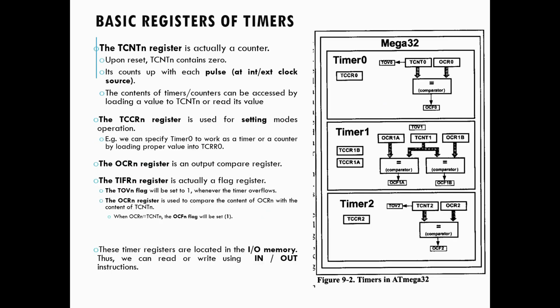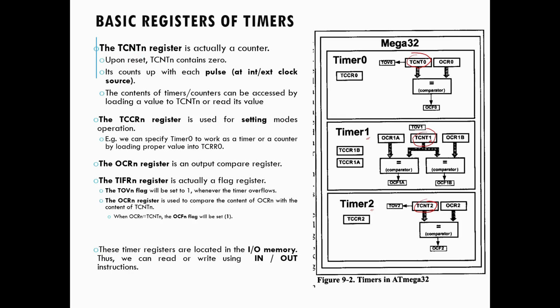So for the timer counter registers, for example, here I use TCNT0, so you refer to timer 0. If you are using TCNT1, you refer to timer 1. And if you are using TCNT2, you want to do timer 2. So what is it actually? We refer to the text first. The TCNT register is actually a counter.